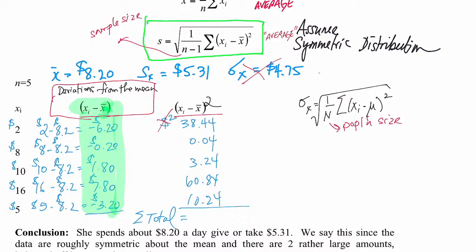We're not there yet, Juan. I want to finish the calculation and then I'll tell you about it. So what's the total? The total is 112.80, I think. Is that what you get?